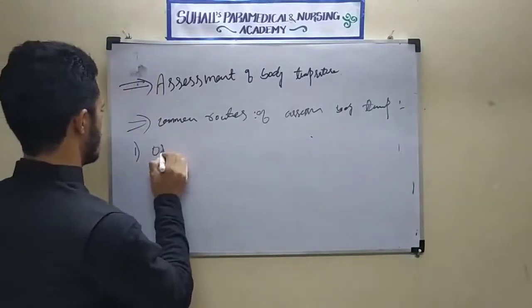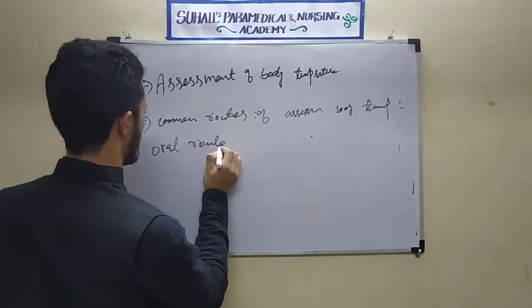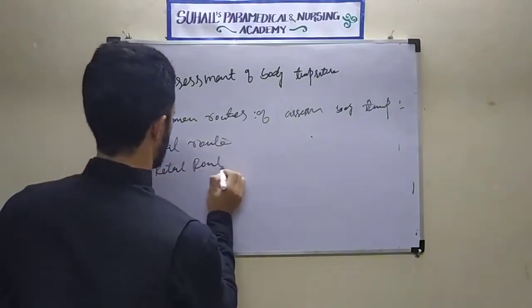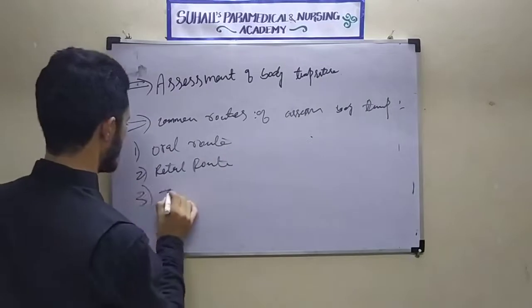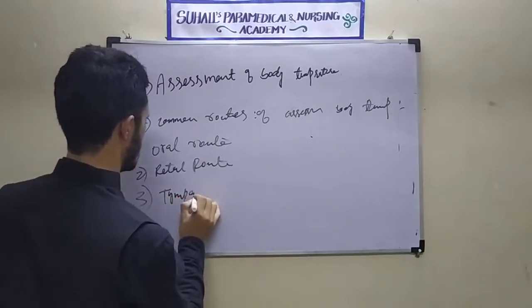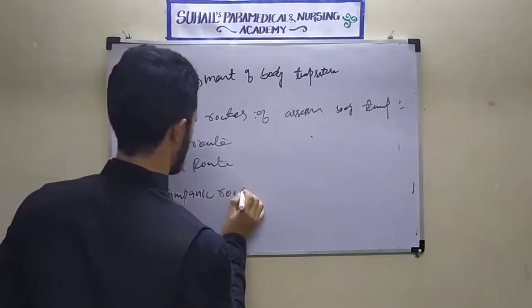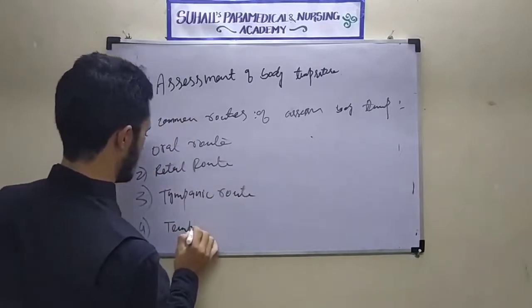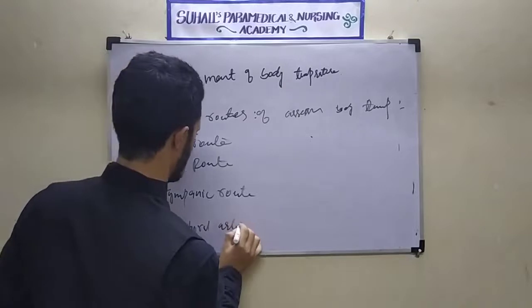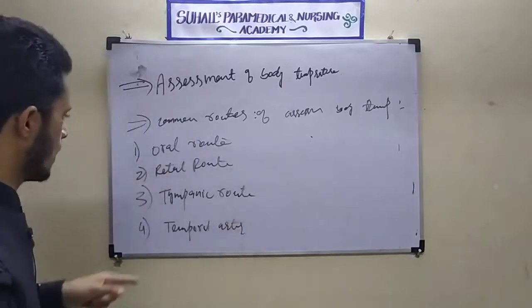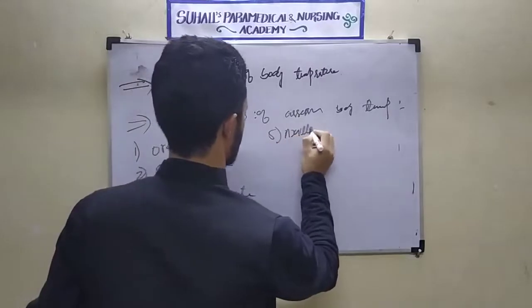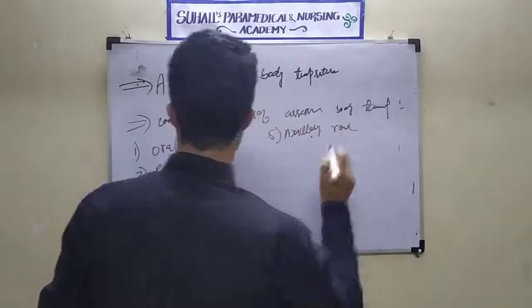One is the oral route. Second is the rectal route. Third is the tympanic route. Fourth is the temporal artery. Another is the axillary route.